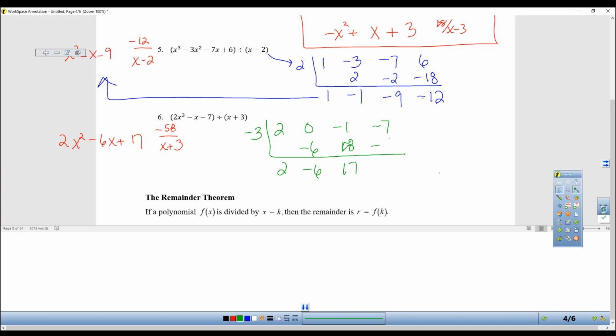Ugh, what is that? -51. So -58. And again, when you bring this down, this one becomes the remainder. This one becomes the number. This one becomes the number with the x. And this one becomes the coefficient of the x squared term. If it doesn't have anything, you'll have to put a little plus in there to differentiate. So that's synthetic division.